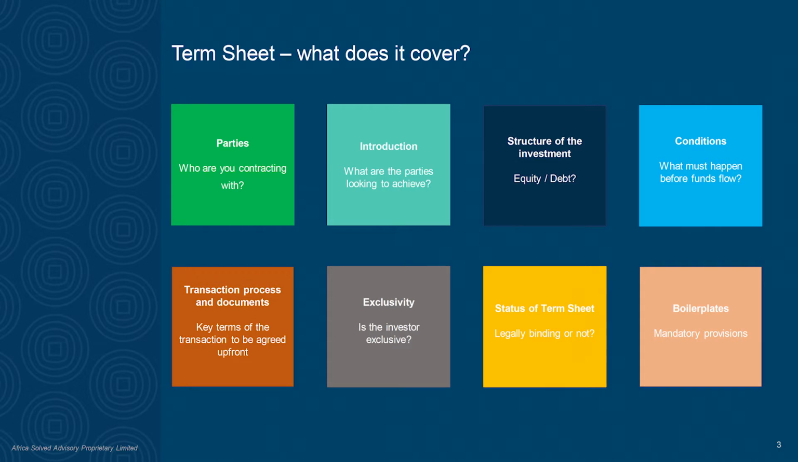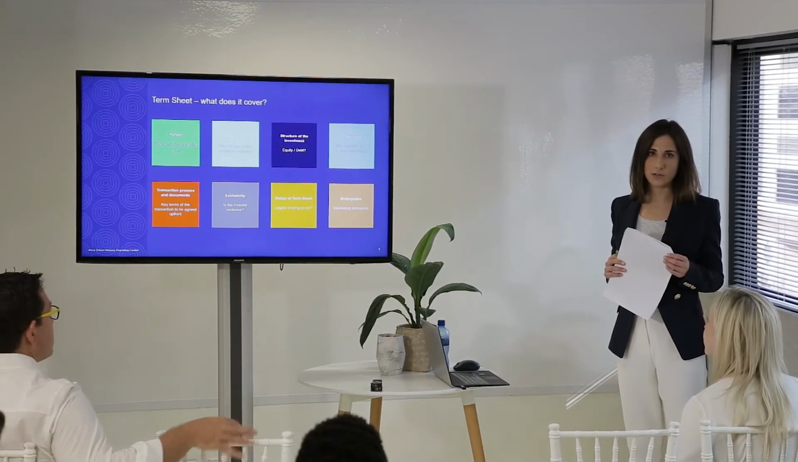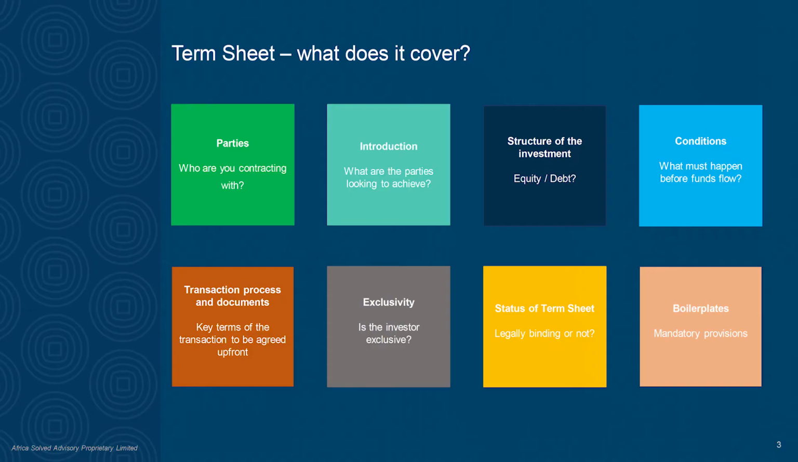The next one is introduction. So this is the softer aspects of the term sheet. You want to get in there what you're aiming to get out of this transaction. So if it's a strategic investor that you're looking to introduce into your business, you want to lay out what you're expecting that strategic investor to bring to the party. So if it's a network of connections that you're looking for that partner to bring, it's good to be open and honest about that upfront to manage expectations from the start.